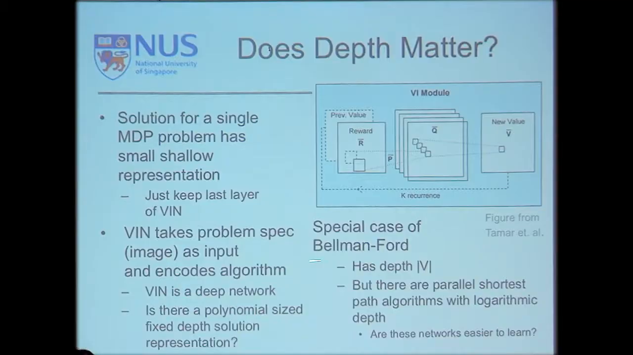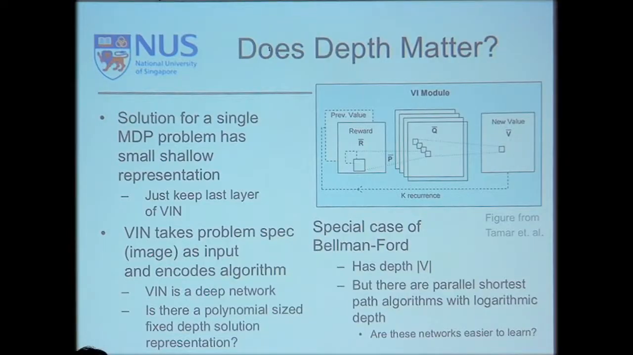That would justify using deep networks, and it would give us some guidance that maybe for this type of problem, we should use a deep network, because a shallow network will fail. So I think that's an interesting question. For the special case, the Markov decision process is slightly different from shortest path. For a special case of Bellman-Ford, we know that if we do V iterations, the number of nodes, then we are done. And we also know that there are parallel shortest path algorithms with logarithmic depth. So logarithmic or polylogarithmic depth is probably not so bad.